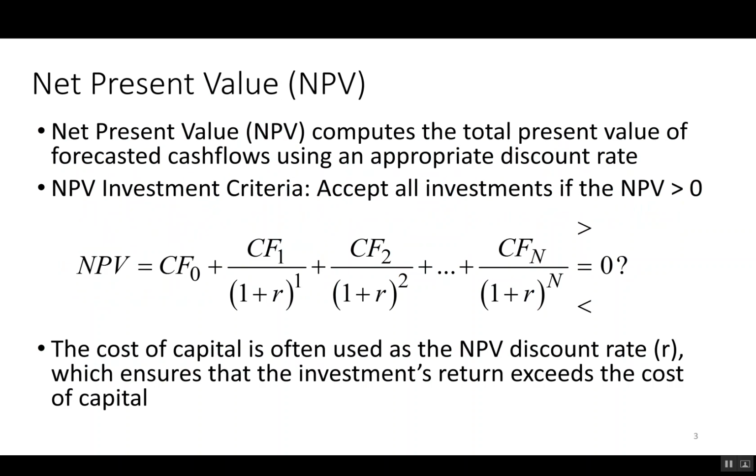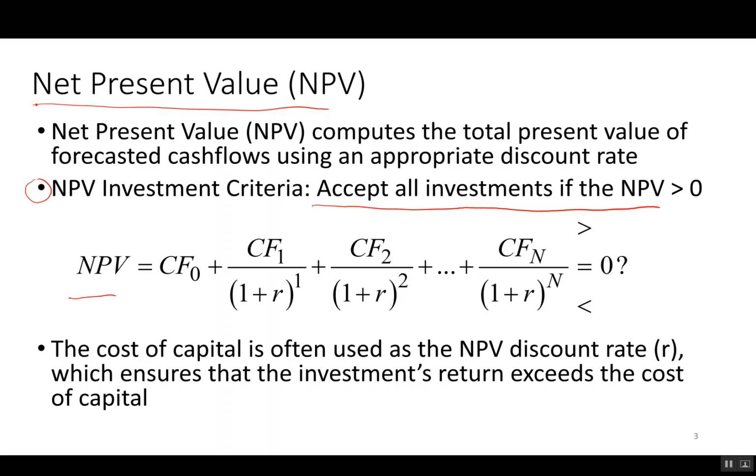We'll start off with NPV, or net present value. NPV is simply the present value of all cash flows, including the initial cash flow. So the basic criterion to use when you decide whether to accept a project or not is to simply accept all projects that have an NPV greater than 0.